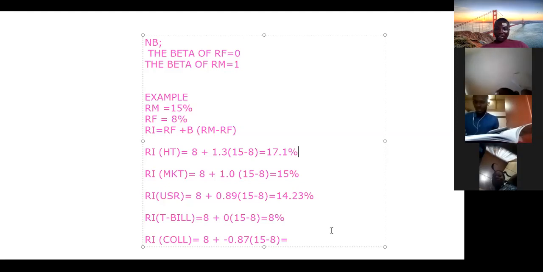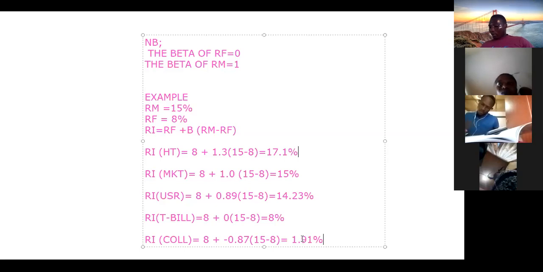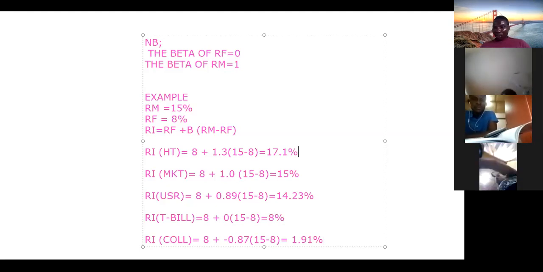Let's confirm from Mercy. Mercy, how much did you get? 1 point how much? 1.91. 1.91%. So when they ask you to calculate for required return, this is how you go about it. Do you have any questions to ask? Yes, Simon.